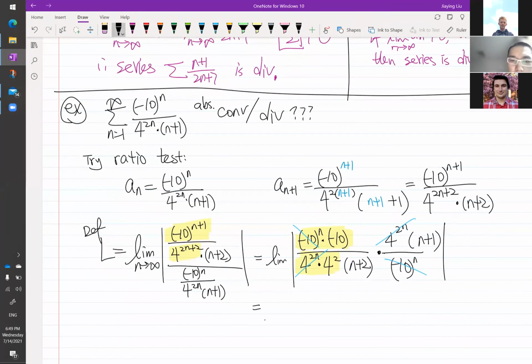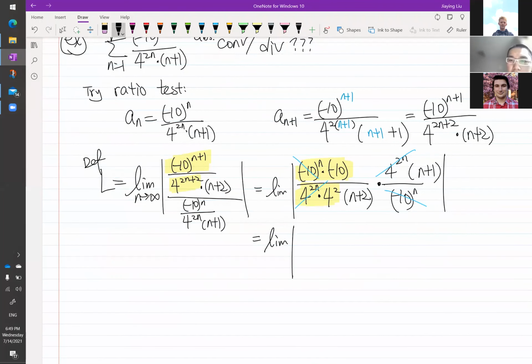So let me write down. So now I have the limit, absolute value, negative 10 divided by 4 squared. That's negative 10 over 16. Then I have n plus 1 over n plus 2, as n goes to infinity. Right? And it's all in the absolute value sign.